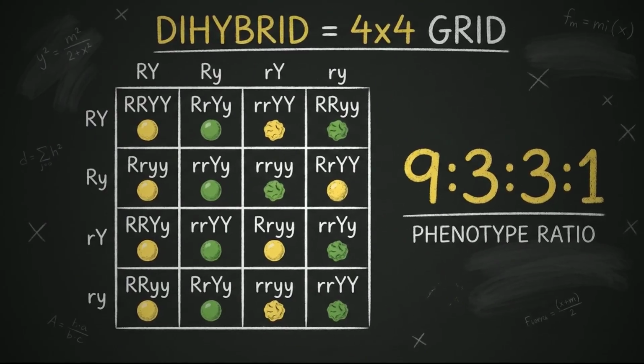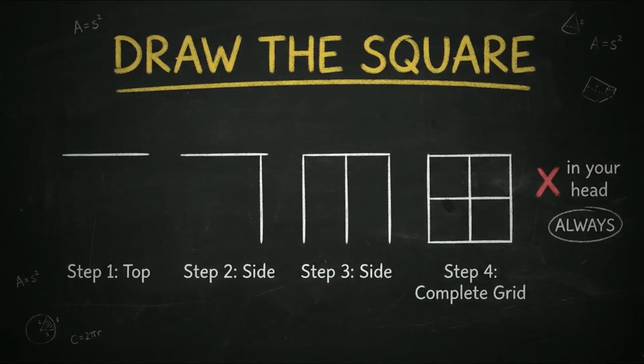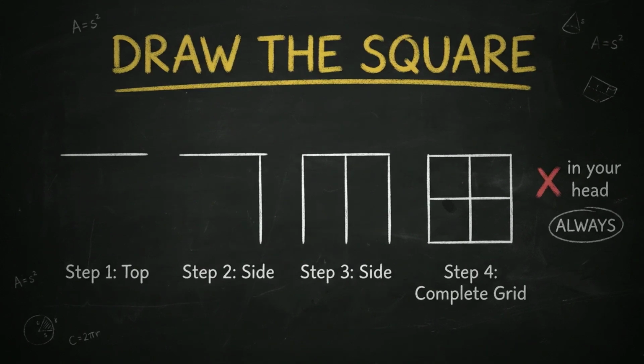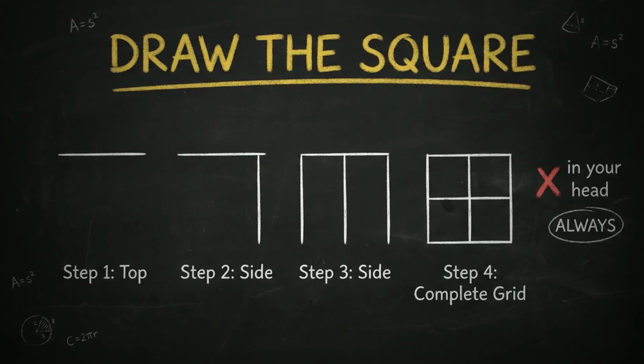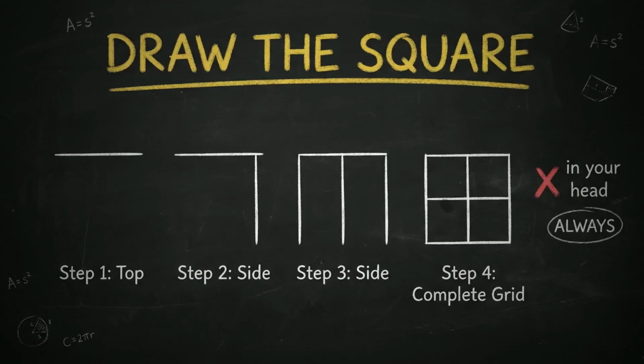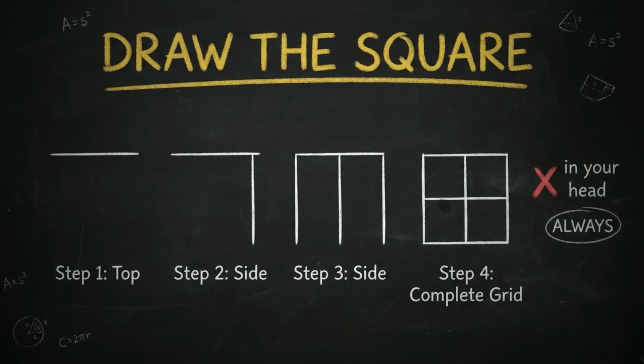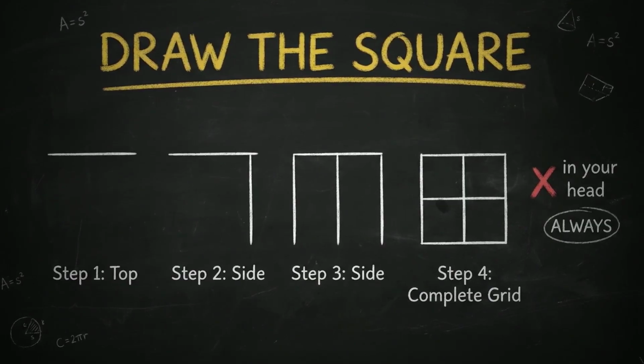Recognize it immediately. One rule for your exam above everything else. Draw the square. Do not try to solve genetics problems in your head. Every time you write out the grid, label the alleles along the top and side and fill in all 4 boxes carefully. You protect yourself from errors. The square does the thinking. You just set it up correctly.